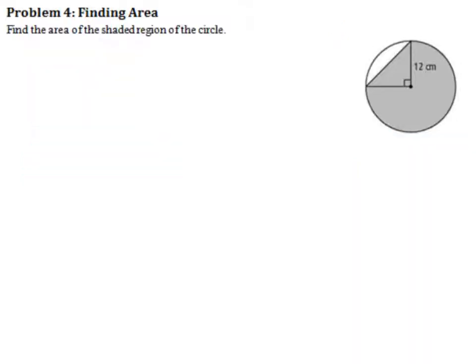This last example is a little bit different. So now we're going to find the area of the shaded region, which is everything except for this segment right here. So we're going to do the same thing because I want to find the area of the segment. So if I take the area of the sector, it's a 90-degree angle, so it'll be 90 over 360 times pi times my radius squared. And when I type that in, I get an area of 113.1.